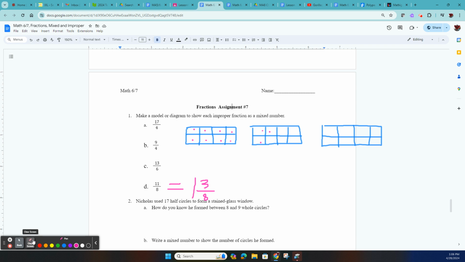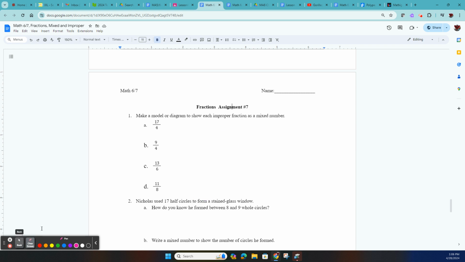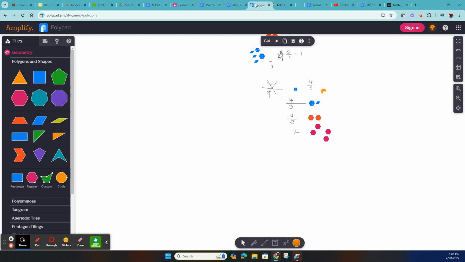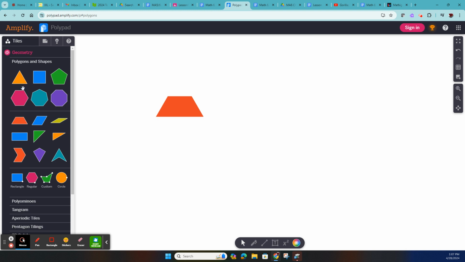Neato. Moving on. Question 2 says Nicholas used 17 half circles to form a stained glass window. How do you know he formed between 8 and 9 whole circles? Well, I'm going to switch this forward to Mathagon just because this gives us some pretty great visuals. Okay, so I said great visuals, but I can't find a half circle here. So we're going to use half a hexagon. We're going to pretend this is half a circle. Cool. So they said that there's going to be 17 of these bad boys.